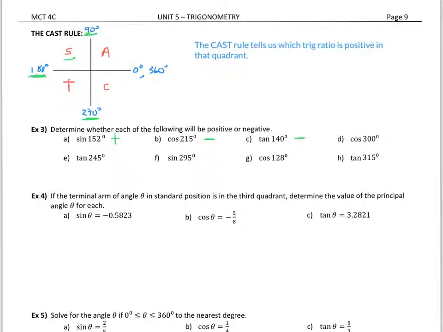So hopefully you're catching on to this. Try the next 5 examples here, and then put the video on pause. And then after you've tried them, check your work with mine.